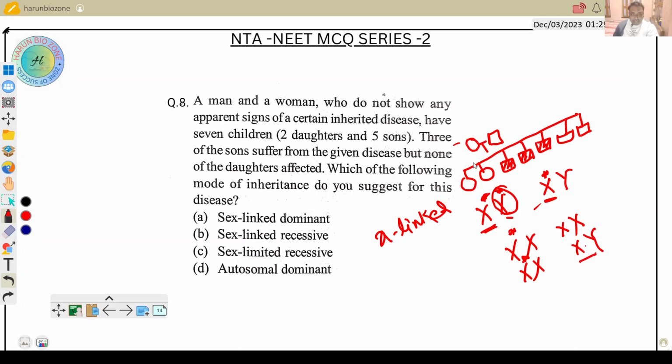So here the genotype is XY. Here X is normal, but here one X is affected. Okay. And in case of sex-linked disease, mostly males are affected. Rare numbers of females are affected because females have 2 X chromosomes, males have only 1 X chromosome. So here the right answer is sex-linked recessive disorder. Okay, sex-linked recessive disorder.